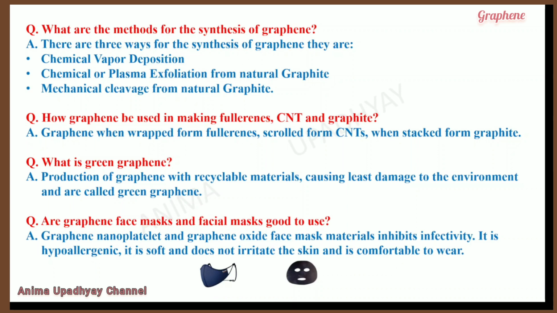How can graphene be used in making fullerenes, carbon nanotubes and graphite? Graphene, when wrapped, forms fullerenes. When scrolled, it forms carbon nanotubes. And when it is stacked one above the other, it forms graphite. What is green graphene? The graphene which is obtained by the recycling of materials causing least damage to the environment is called green graphene.